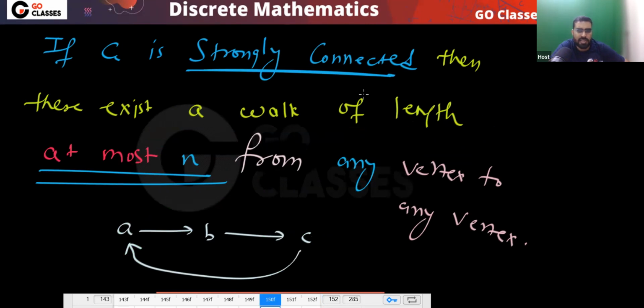Clear? Is this clear? Let me know. In the directed graph, you can see that you have to go till walk of length n. Please tell me, is this clear?